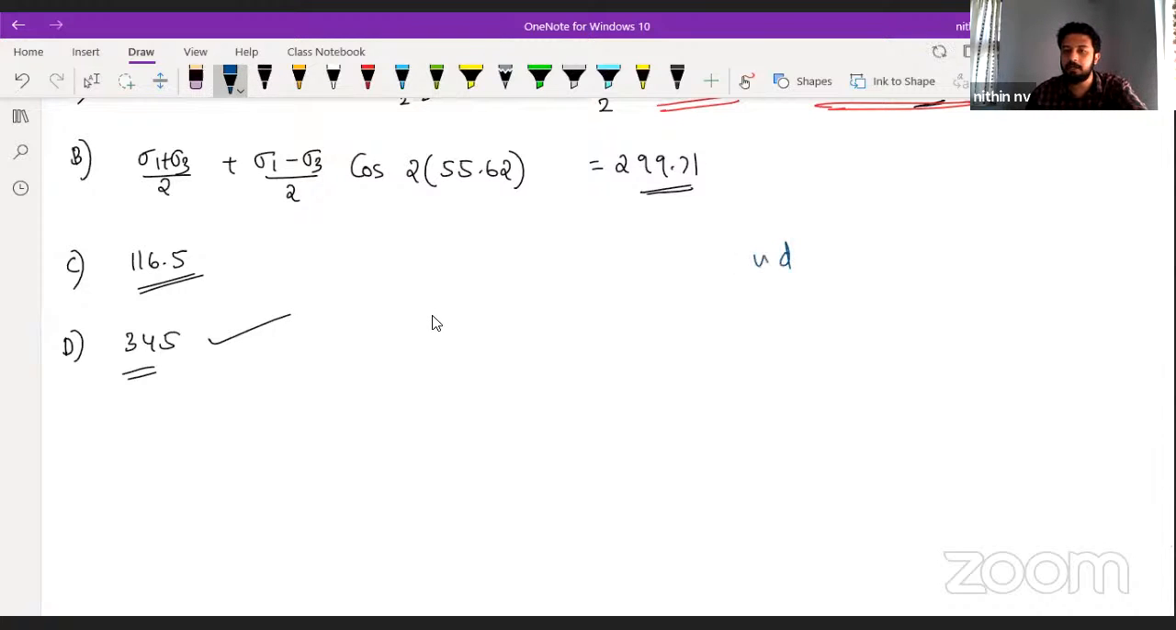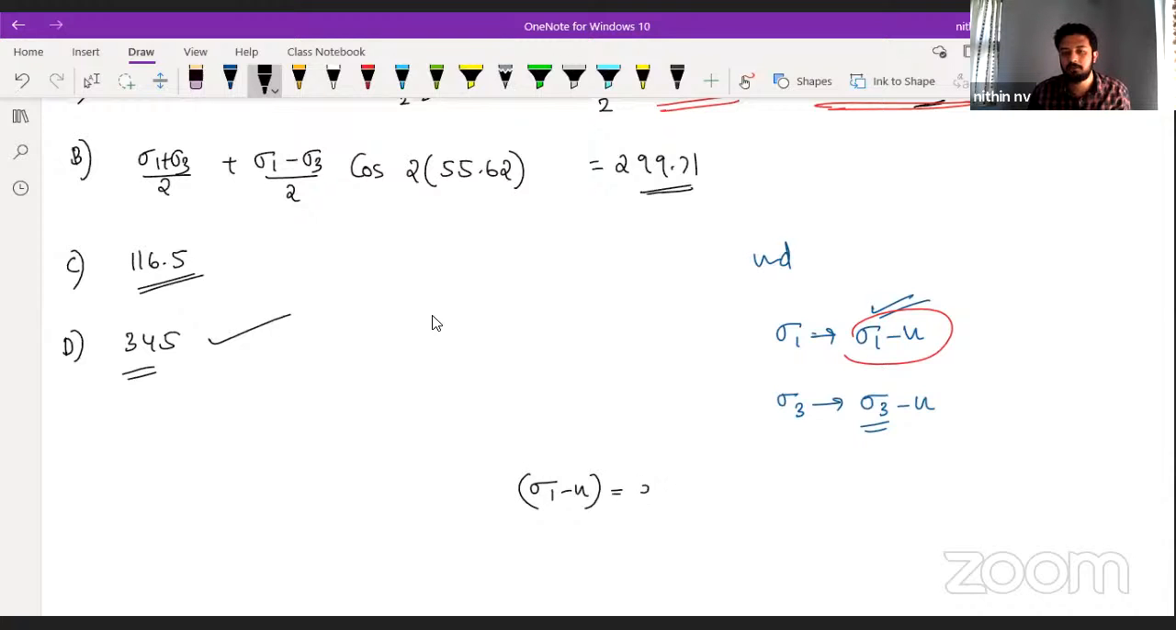If it was an undrained test, everywhere we have to replace sigma 1 with sigma 1 minus u, and sigma 3 with sigma 3 minus u in the equation. If they are asking what the major principal stress is, that is sigma 1 only. If they are asking what the minor principal stress is, that is sigma 3 only. The major principal stress is not changing. But while substituting in the equation, sigma 1 minus u is equal to sigma 3 minus u into tan square 45 plus φ by 2, plus 2c tan 45 plus φ by 2.